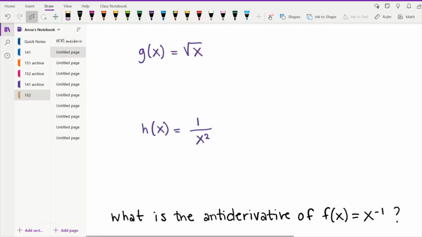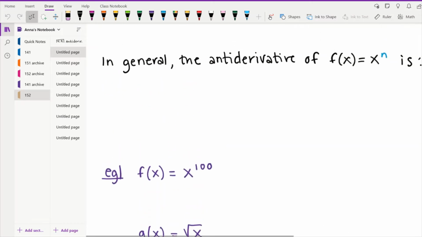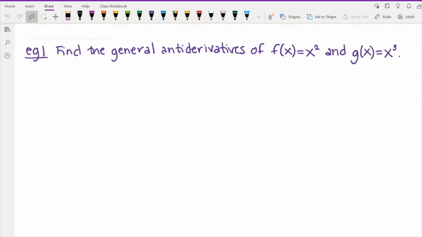Okay, so let's look at some examples. And we're going to try to come up with a general rule to allow us to take certain types of antiderivatives. So I'd recommend you pause the video at this point and try finding the antiderivatives of f of x equals x squared and g of x equals x cubed. Again, we're not finding the derivative, we're finding the antiderivative. We're trying to figure out what function, when you take its derivative, gives you x squared, and then what function gives you x cubed. So pause the video, play around with this a little bit, and then come back.